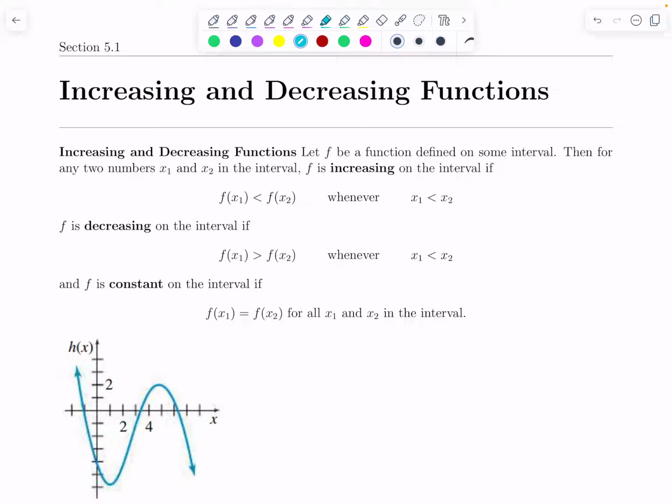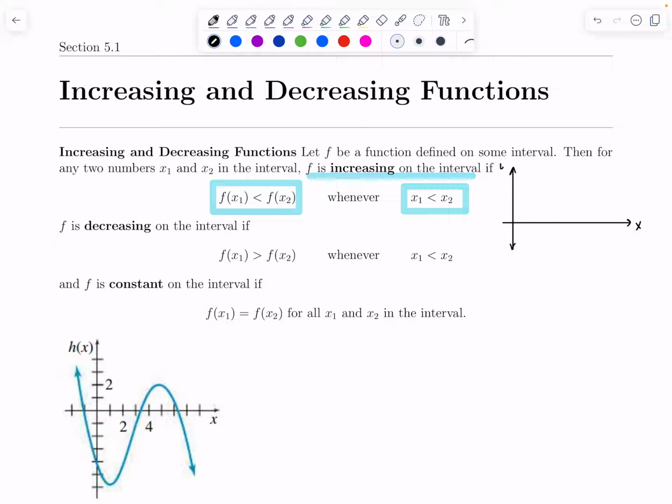Then for any two numbers, x1 and x2 in the interval, we say that f is increasing on that interval if f of x1 is less than f of x2 whenever x1 is less than x2. Now don't let the math definition freak you out. It's not as bad as it sounds. I'm just going to give you a little 2D graph and hopefully that'll help clear things up.